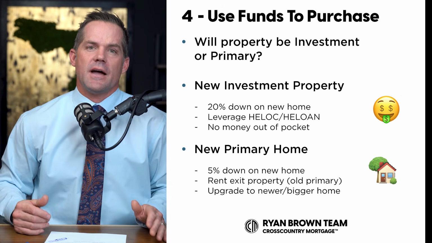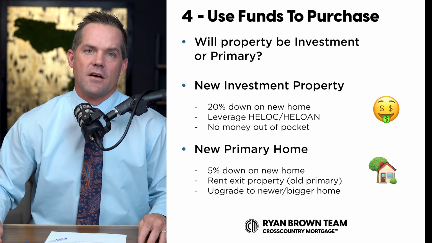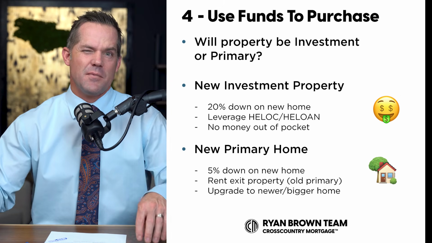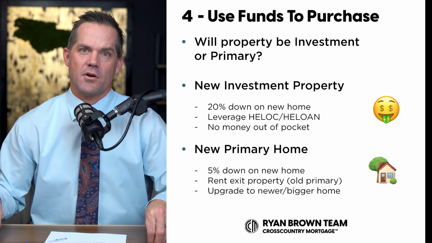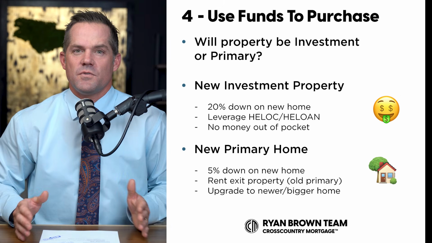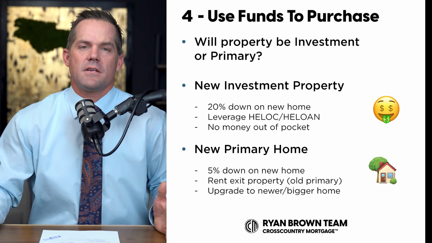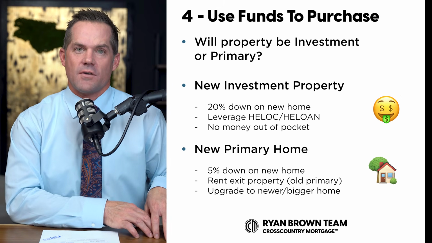The other option would be to buy a new, say, primary home. So in a new primary home, you don't have to do 20% down. You could do, say, 5%. So maybe you only take a small amount from your exit property as your down payment. And what's the benefit of that? You can leverage your current property to buy your new property with no money out of pocket. And you can now rent your exit property.